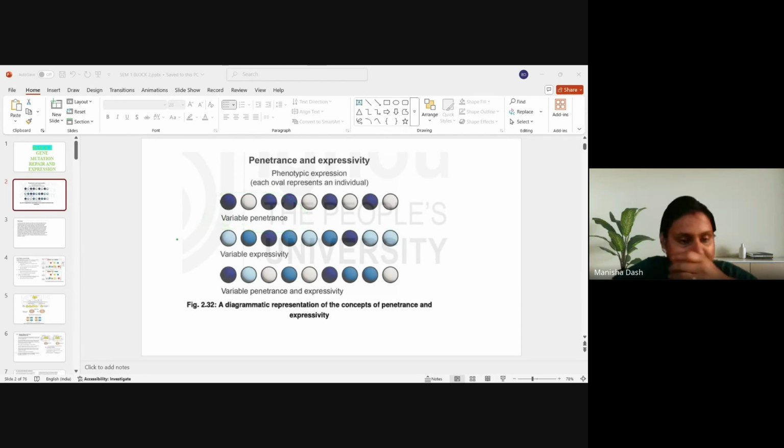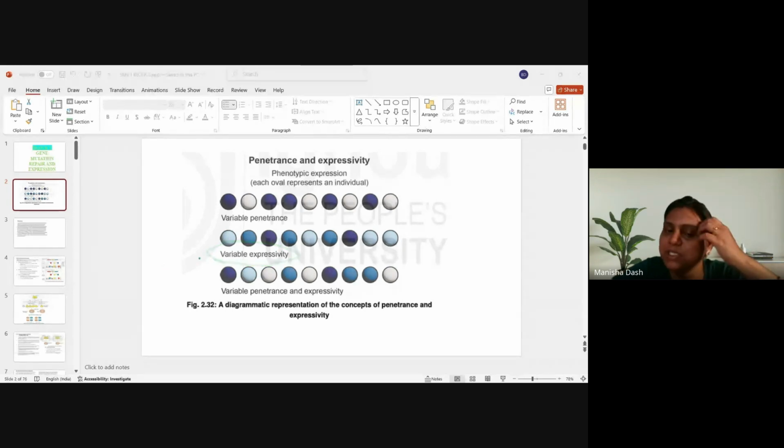Now, sometimes the genotypic expression may be variable within a population. In the second case, if you observe, every individual is expressing the phenotype associated with the particular genotype, because you can see slight color variations in all the members of the population. But look at the intensity of the color. It is very different from one individual to another individual. So here we can say the trait has a variable expressivity.